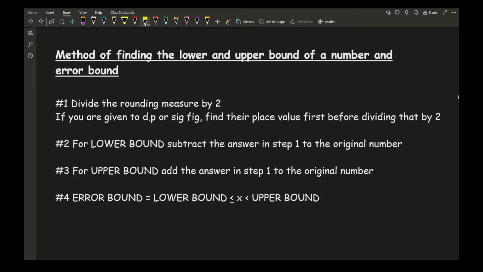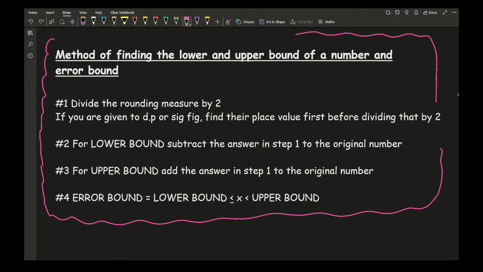So the method to find the lower and upper bound and the error bound can be done by following these steps. The first step is to divide the rounding measure by 2. Now, if a number is rounded to decimal places or significant figures, then the actual place value is going to change for every question. Again, when we go through some examples, I will explain what to do in those situations, but you tend to find that at a lower level, they'll say the number's been rounded to the nearest 10, or give you worded rounding, whereas at a higher level it is going to give you decimal places or significant figures, in which the place value is going to change.